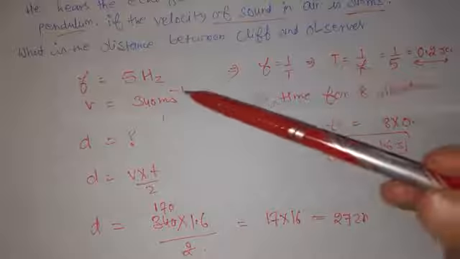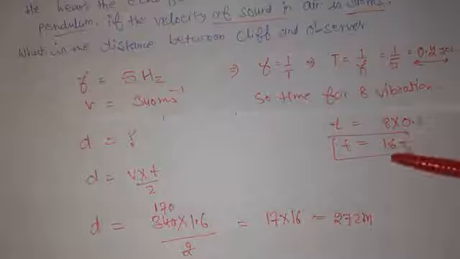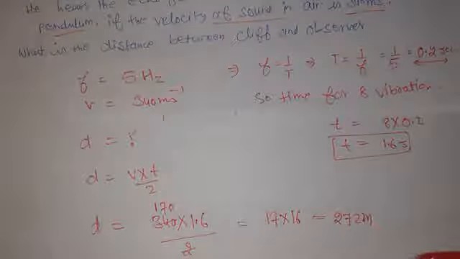So with the help of the pendulum, we first determined how much time is taken for 8 vibrations, and since the speed and frequency were given, we used them in the formula.